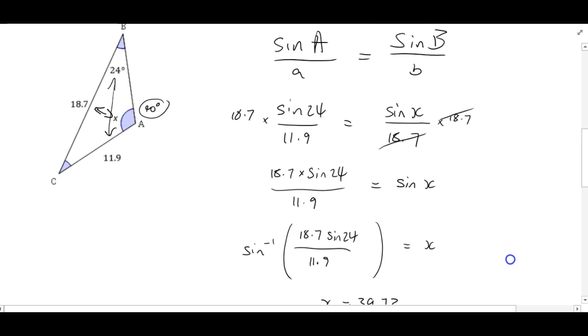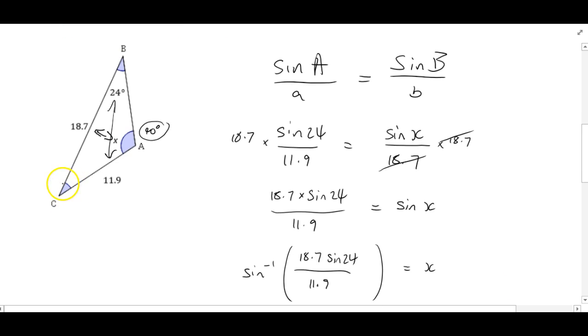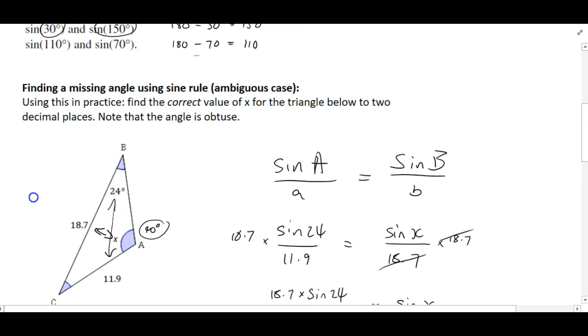To find this other angle? Yeah, you could do. I think they're just looking for X in this question. But yeah, if you wanted to find this last angle, you just might.